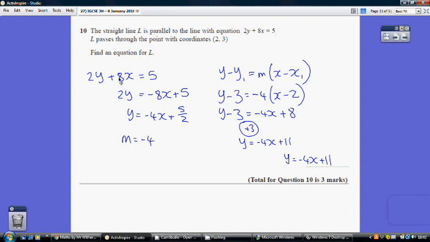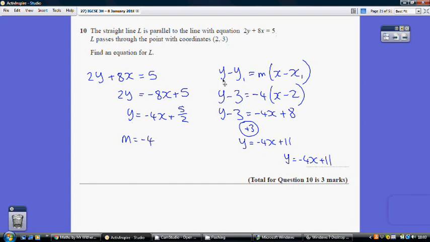So starting here, I've decided to take away 8x from both sides to start with. So 2y equals minus 8x plus 5. I've then divided by 2, so y equals minus 4x plus 2.5. So bearing in mind y equals mx plus c, my gradient m is minus 4. So my parallel line, which is going to have equation L, is going to have a gradient of minus 4. Now what we also know about this line, it's going to pass through the point 2, 3. So we know a point on the line and we know the gradient.